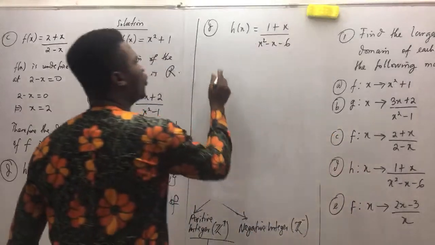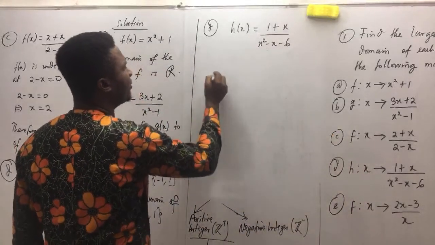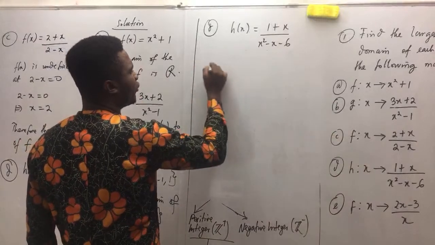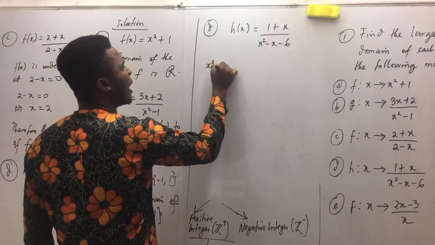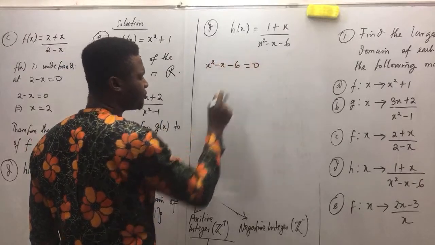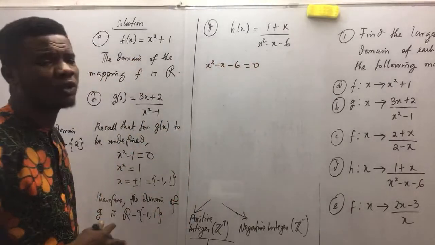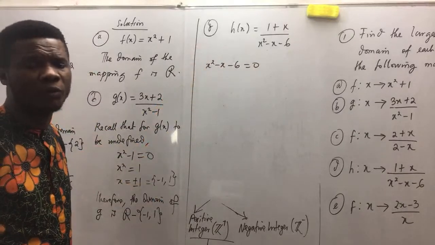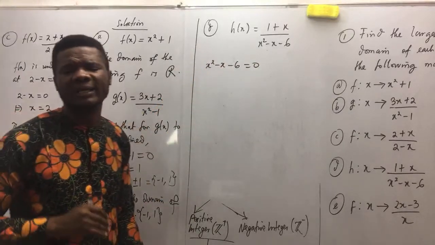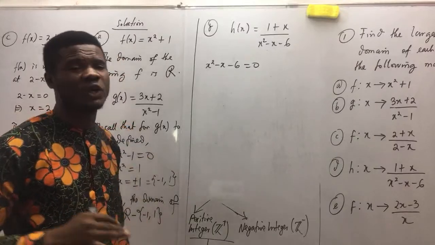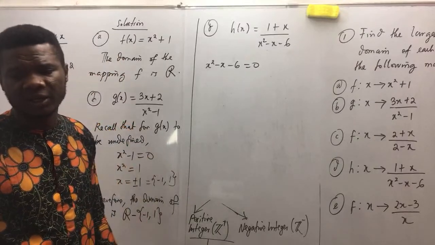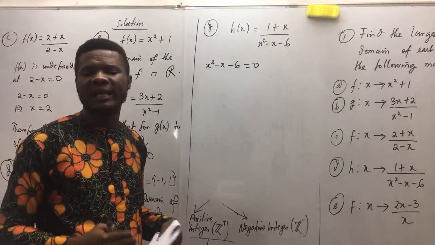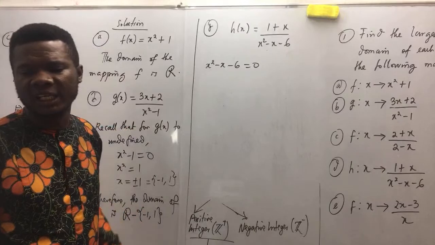So what I'm going to do in this problem is to start by equating the denominator to 0. Why am I equating my denominator to 0? It is simply because I want to know the values of x for which the whole function h of x will be undefined. Notice that my denominator is a quadratic expression, so equating it to 0 means that it can be solved as a quadratic equation.